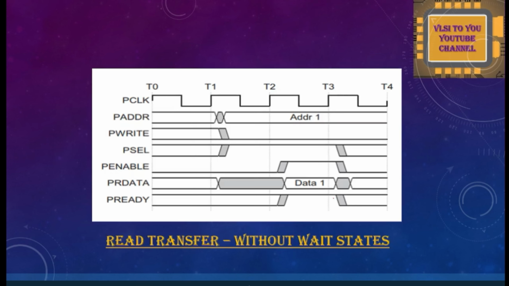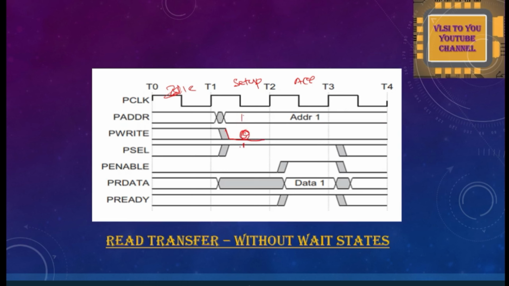Now similarly for read, if you see here, this is the idle state where no transfer takes place, and this is my setup and access. In setup, again the address, yes, this is the only change. So PWRITE is 0. The slave is selected, the address is registered, but PWRITE is 0.